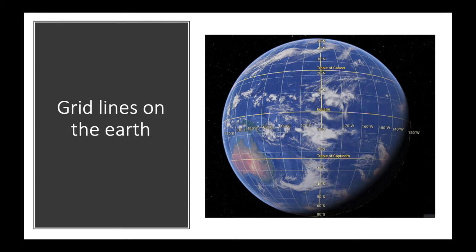Now, if you've ever used your phone to get around, what that uses is called GPS, Geographical Positioning System, and that uses satellites, and the satellites use these imaginary lines in order to work out where you are in the world and where you need to get to.